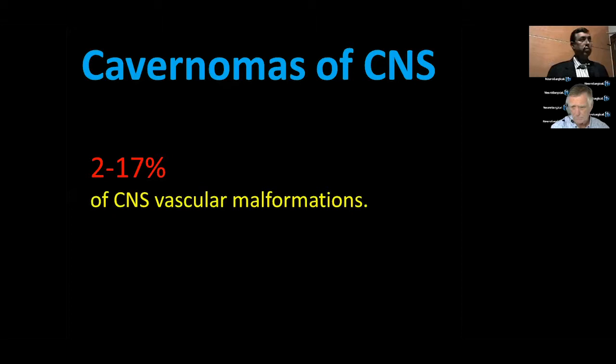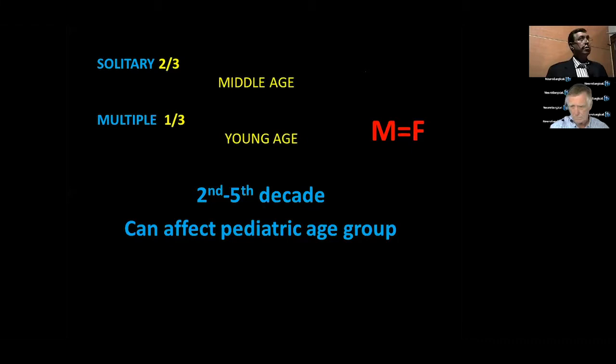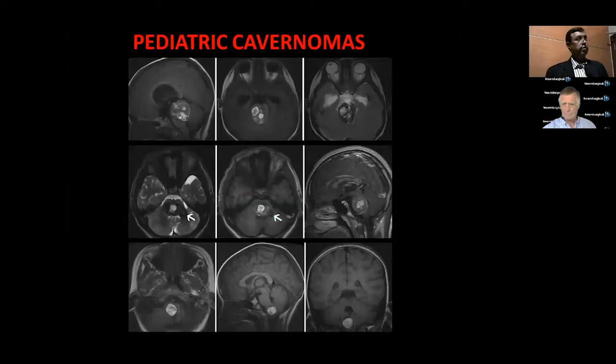They could be single, solitary, or multiple. Solitary is more common, two thirds to one third. Funnily enough, the solitary ones occur in middle age and the multiple in young age. There is no sex predilection, and they occur from the second to the fifth decade, but beware, they can affect the pediatric age group. This is a collection of pediatric cavernomas. And where are they? In the brainstem. They love to go to the brainstem in the pediatric age group for no known reason.